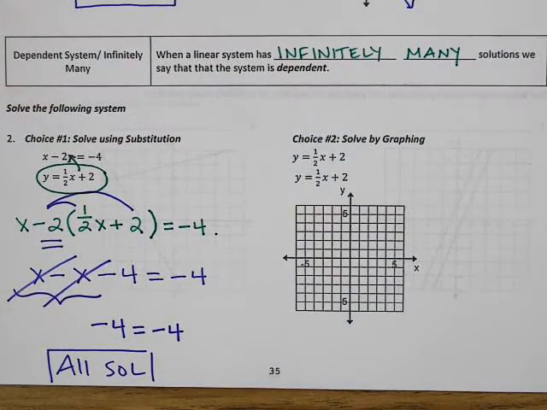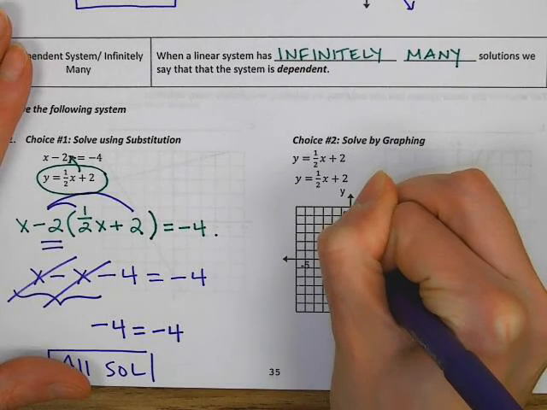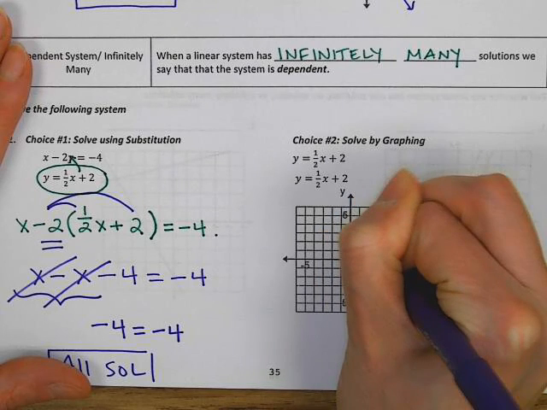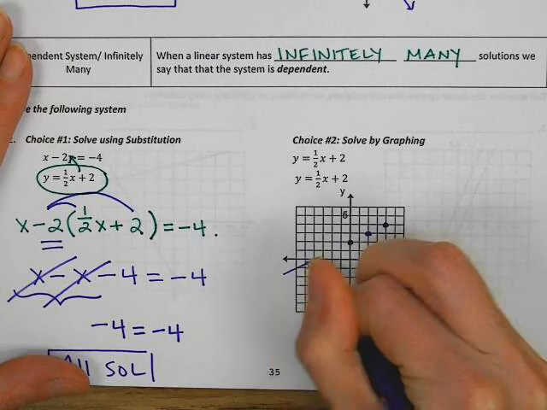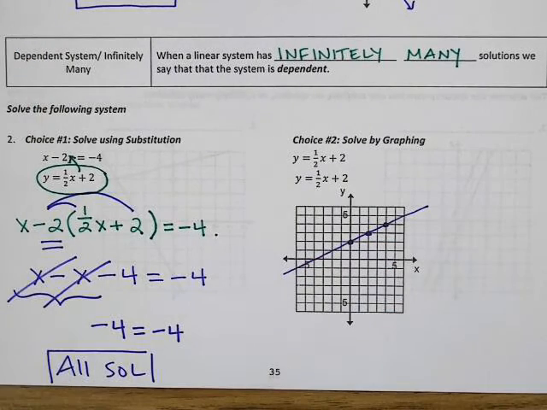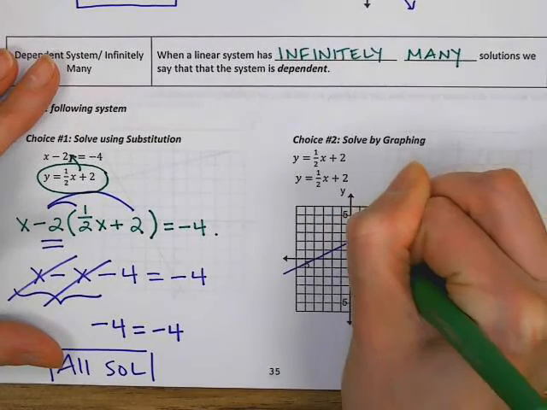Okay, so that's what it looks like when it's all solutions. Let's see what it looks like when you graph it and it's all solutions. So begin with the b, which is 2, and then slope is up 1, right 2, up 1, right 2. Okay, so that's our first line. And then line 2, begin at 2, and slope is up 1, right 2, up 1, right 2.